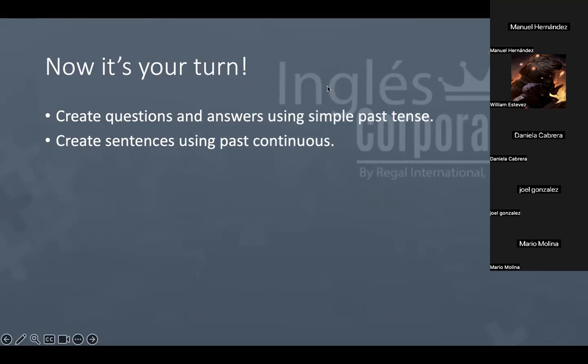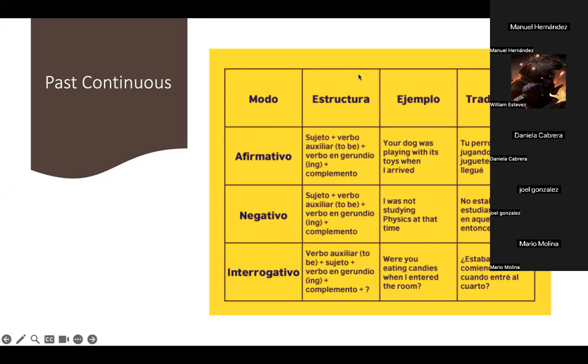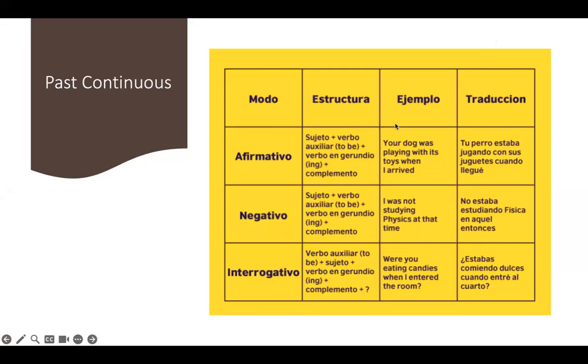Okay, so what are we going to do now? We are going to create a sentence. Vamos a crear una oración utilizando el past continuous, el pasado continuo. Creo que ya solamente Daniela has her example done. Puede poner el siguiente slide para ver la estructura bien. Okay, perfect. No worries. Here. ¿Esta era? Sí, ¿verdad? El past. Yes. Okay, so I'm waiting for you, for your examples.